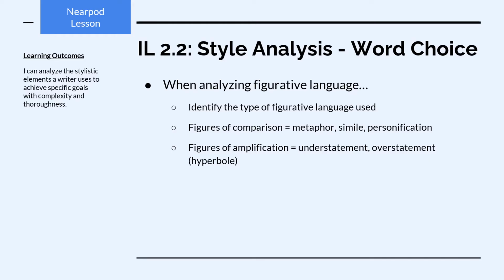Finally, let's look at figurative language. When you analyze figurative language in a text, you first want to identify the type of figurative language used. There are tons of different types of figures of speech out there. For our purposes in this course, it's really only important that you learn these five. It's great if you can identify more, but these are the five most important. I've divided them into figures of comparison, which would be your metaphor, simile, and personification, and figures of amplification, which would be your understatement and overstatement, also called hyperbole.